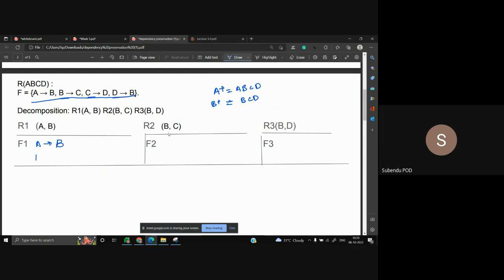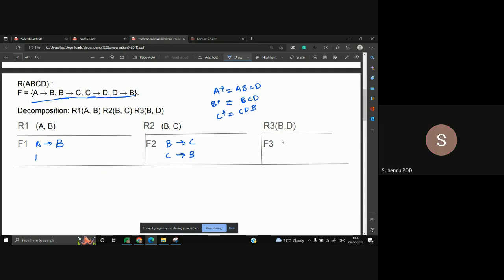Now we have to check the R2 table. So in the R2 table, what will we get? You have to find the B closure. So B closure we get B, C, D. So you can write B determines C, right? Up to this is clear. Now we have to find the C closure also. So C closure, what will we get? C, D, B. So you can write C determines B. This is clear.